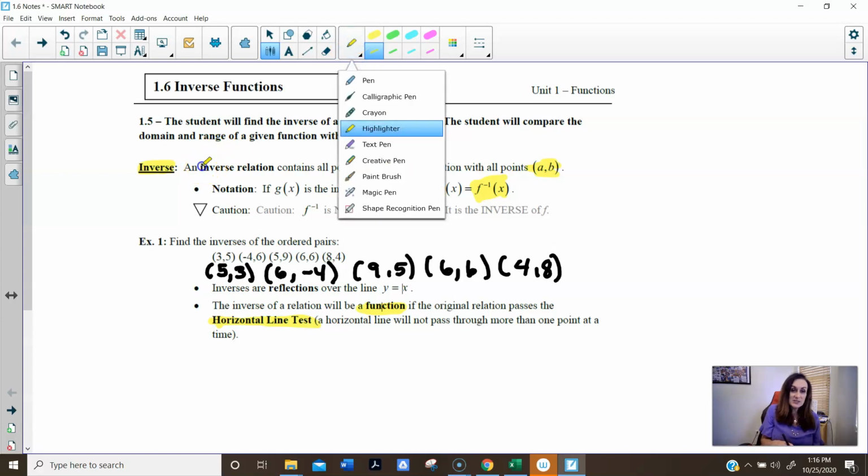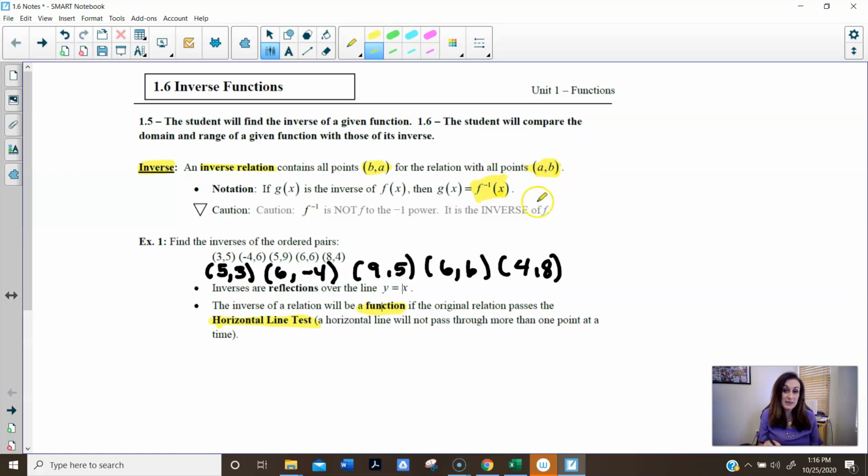An inverse relation simply means that if we have an ordered pair, and let's say that ordered pair is (a, b), then the inverse relation is going to be (b, a). If g of x is the inverse of f of x, then we would say g of x equals f inverse of x. The little -1 does not mean it's raised to the power of -1. It's standing for the math symbol, which is inverse. So this is f inverse of x.